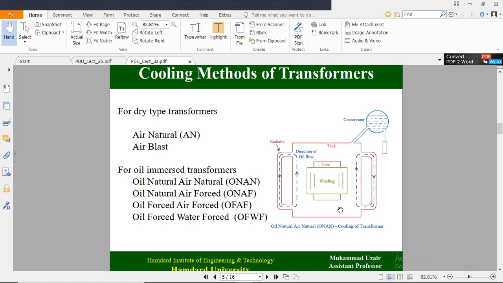So this is another way to cool down the distribution transformer windings. This is the oil natural air force cooling down transformer mechanism.